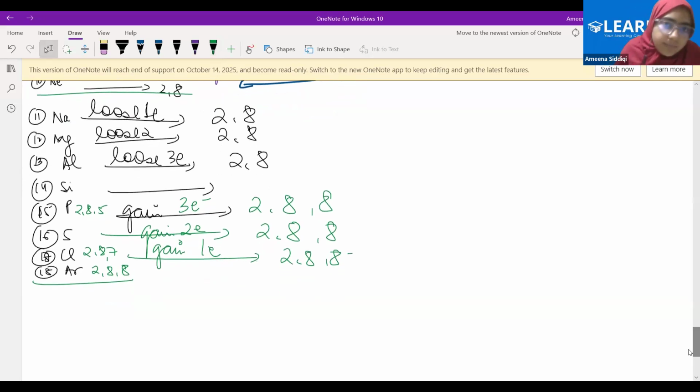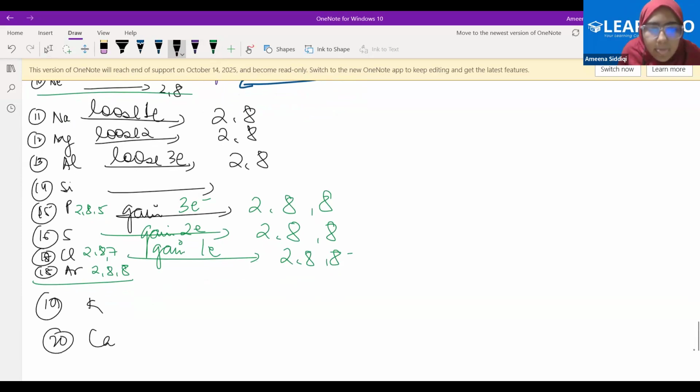Come to the next two. Which is 19th? Potassium. Which is 20th? Calcium. What's the electronic configuration of potassium? 2, 8, 8 and 1. It will lose 1 electron. What's for calcium? 2, 8, 8, 2. Ma'am, again, they both are very close to argon. Why don't we write it as 2, 8, 9 and 2, 8, 10?